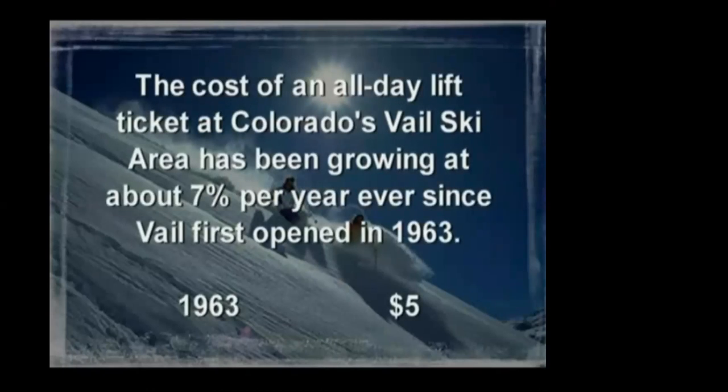But notice, if you're going to write a headline, you never write crime growing 7% per year, because most people wouldn't know what it really means. Now, do you know what 7% really means? Let's take another example from Colorado. The cost of an all-day lift ticket to ski at Vail has been growing about 7% per year ever since Vail first opened in 1963, and at that time you paid $5 for an all-day lift ticket.